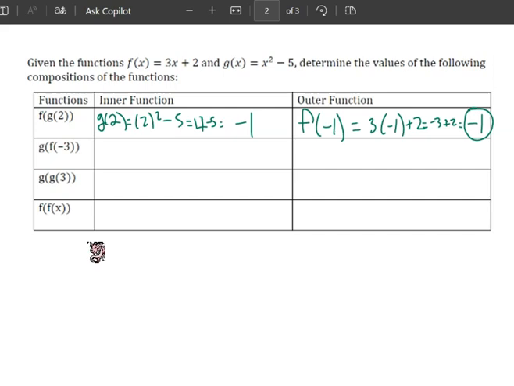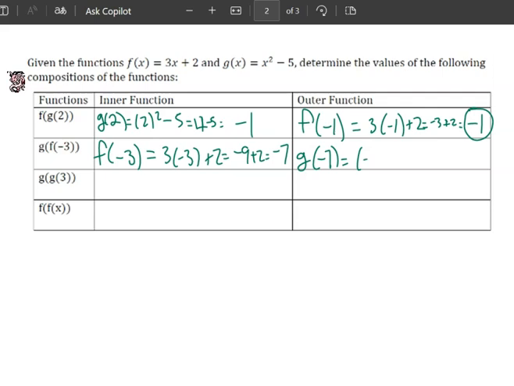All right, g of f of -3, the inner function is f of -3. That is -7. And then we're going to find g of -7. That gives 44.